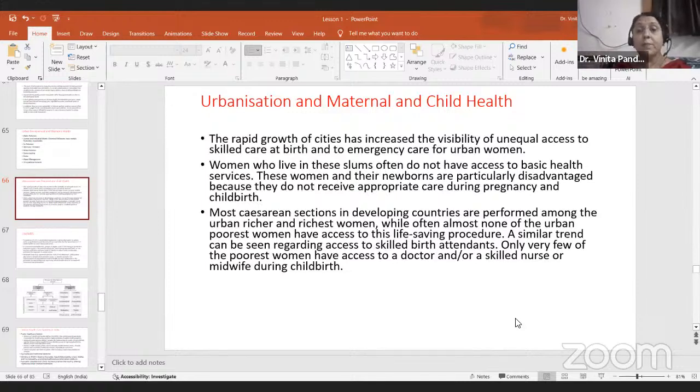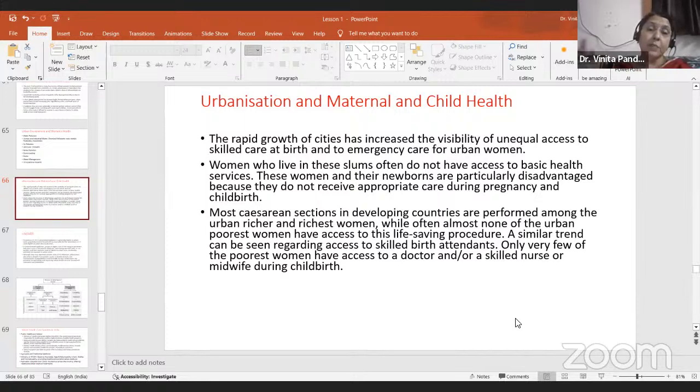Most cesarean sections in developing countries are performed among the urban richer and richest women, while often almost none of the urban poorest women have access to this life-saving procedure. When we were discussing complications during pregnancy, we did mention that if suddenly the fluid in the mother's womb has reduced or has started leaking, probably an immediate cesarean is required. So government hospitals are also so much overburdened. Efforts are being made, but again, those gaps are definitely there.